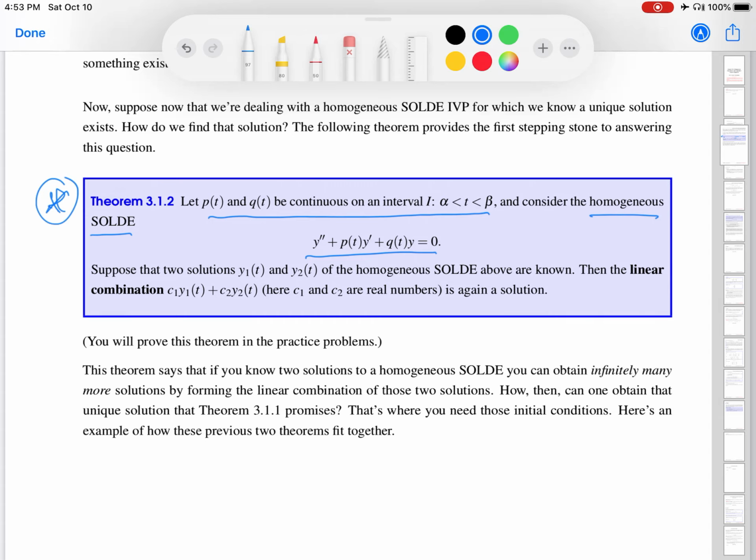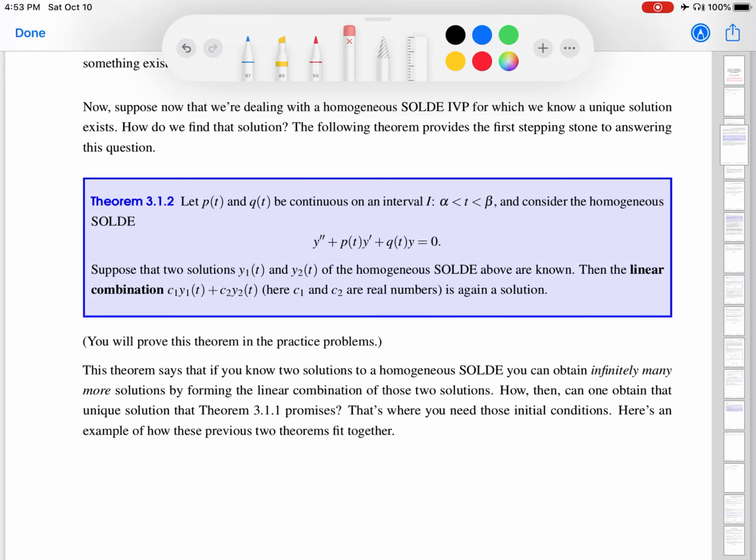Now, additional conditions: suppose that two solutions, y1 and y2, of the homogeneous ODE are known. The theorem says that a linear combination of these two solutions is again a solution. What is a linear combination? If I take those two solutions, y1 and y2, multiply them by whatever numbers I want, and then add the result, that's a linear combination. So this theorem tells us that if I know two solutions of a homogeneous ODE, then I can take a linear combination of them, and it is again a solution.